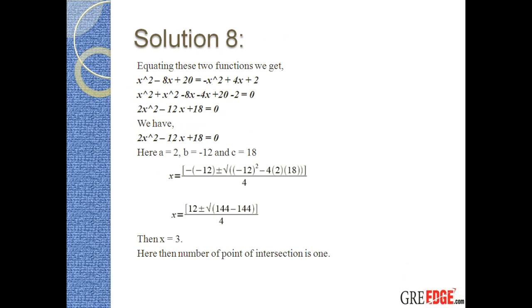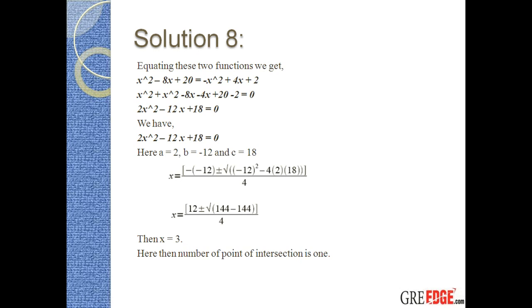We know that for a quadratic equation, the roots are found as minus b plus or minus root over b square minus 4ac, by 2a. Here a is 2, b is minus 12, c is 18. So x is equal to minus of minus 12 plus or minus root over minus 12 the whole square minus 4 into 2 into 18, by 4. You will get that x takes only one value, 3. So the number of points of intersection is 1.